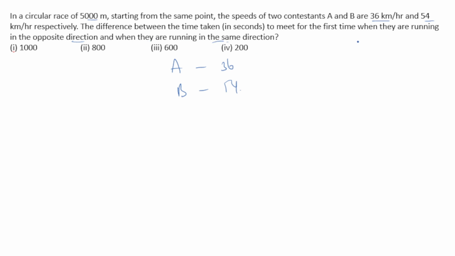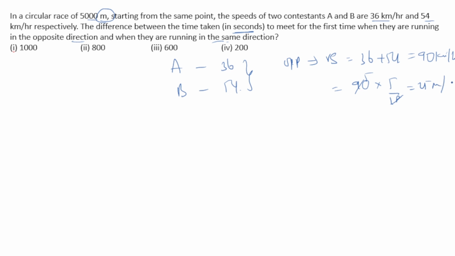If they are running in opposite directions, what is the speed here? Relative speed is equal to the sum of the speeds. It is 36 plus 54, which is 90 kilometers per hour. We have to convert this into meters per second because we have the distance in meters and the time in seconds. It is 90 into 5 by 18. 18 into 5, it is 25 meters per second.